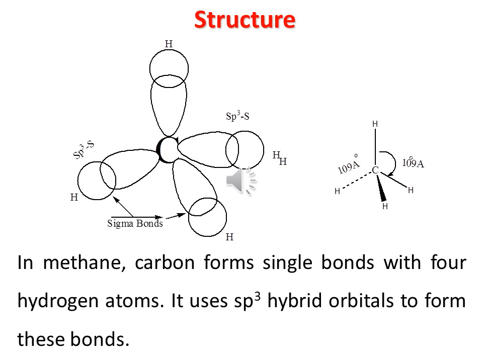Here you may see the detailed bonding of the methane molecule. The central carbon atom of methane forms four sp3 hybridized orbitals, which overlap with the 1s orbital of hydrogen, thus forming four sigma bonds that are oriented at 109 degrees. So the overall geometry of the methane molecule is tetrahedral. Here you may see that the bond angle is about 109 degrees.